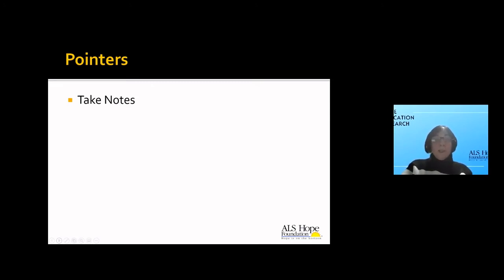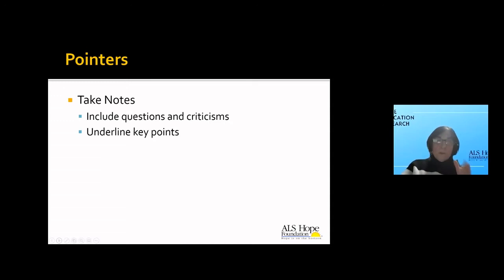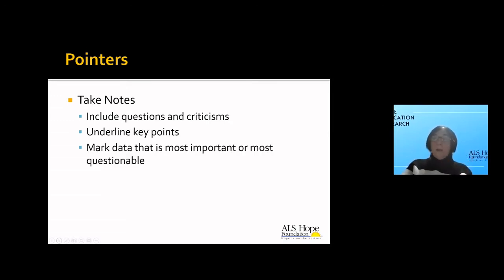Don't be embarrassed to take notes. If you saw some of my college textbooks, I mean, yeah, they're just overlined. Everything's yellow, and there's all kinds of notes in the margins. Always think about questions and criticisms. Underline what you think are the most important takeaways. What's the most important thing about what you read? And mark what you think is questionable also.